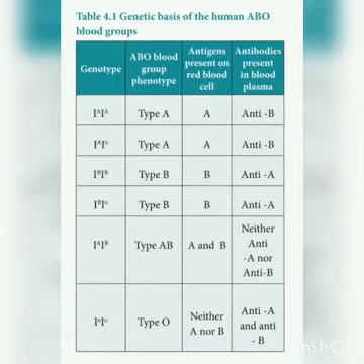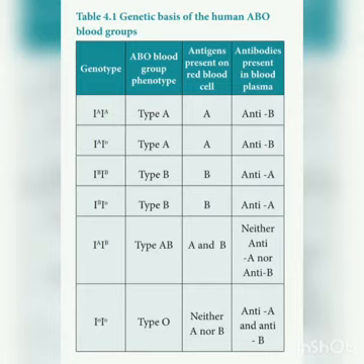If the genotype is IAIA and IAIO, the blood type is A blood group and the antigen present is A. The antibody that is present in the blood plasma is anti-B. In the genotype IBIB and IBIO, the blood group type will be B and the antigen present will be B and the antibody will be anti-A.